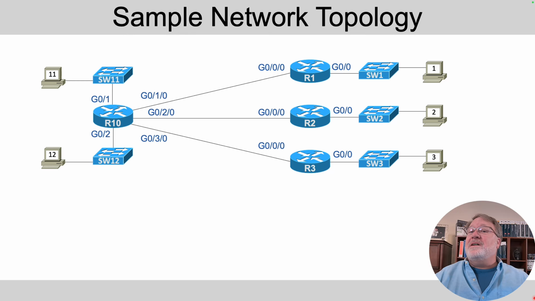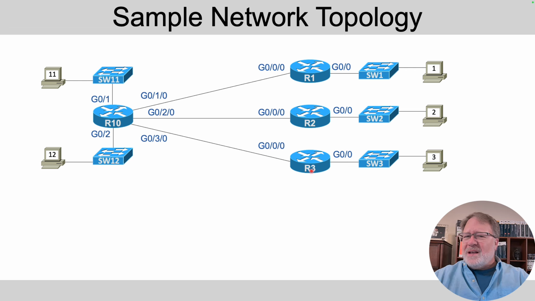Let's start by talking about connected routes. And to do that, I need a scenario. So we'll use this network topology with four routers, R10 on the left where we'll focus, and three branch office routers, R1, R2, and R3. All the LAN switches are layer 2 switches, so they're not doing any routing.